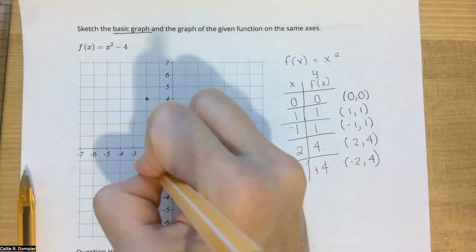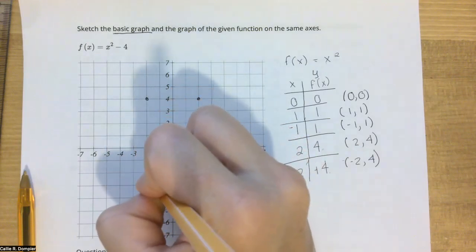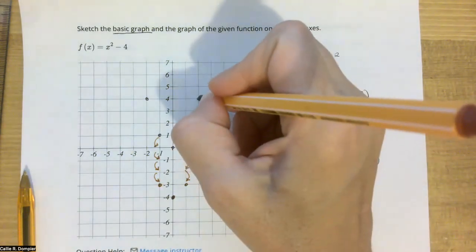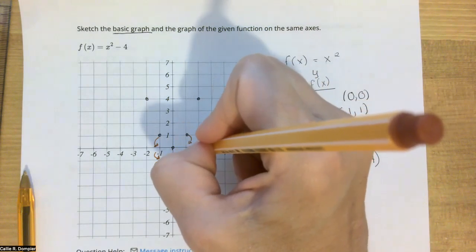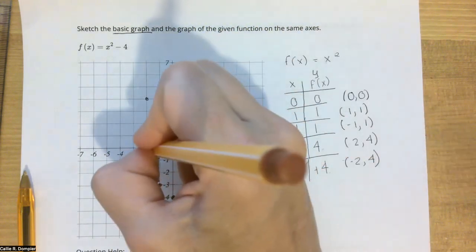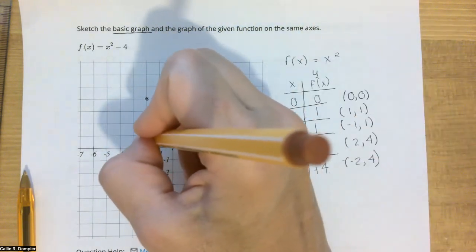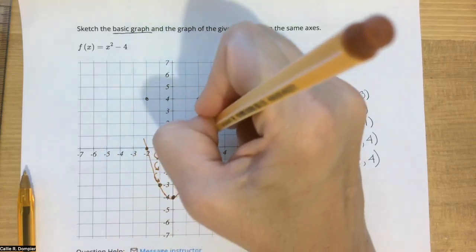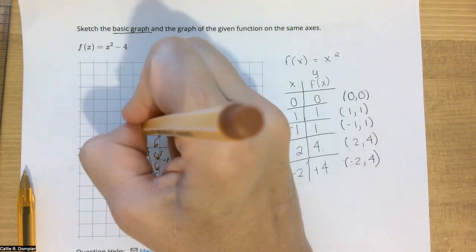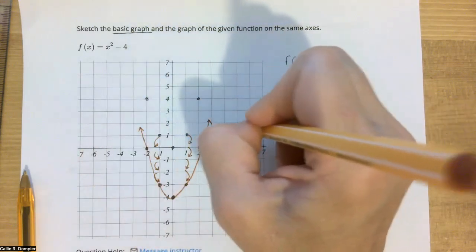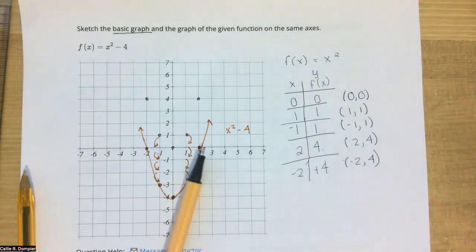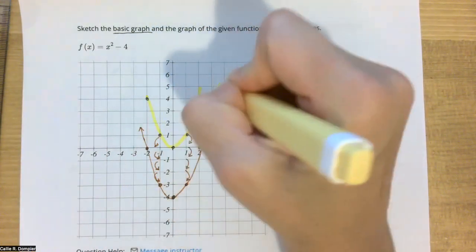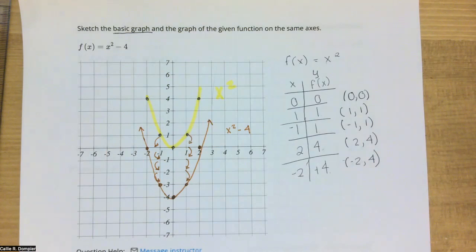1, 2, 3, 4. This is at 2, 4, so it'll just go straight down to the x-axis because we're subtracting 4 from it. And then that'll be the given function. X squared minus 4 is that one. X squared is that one.